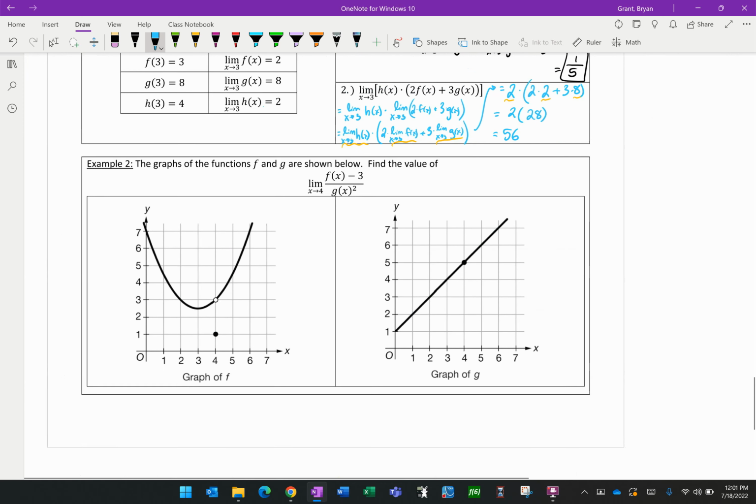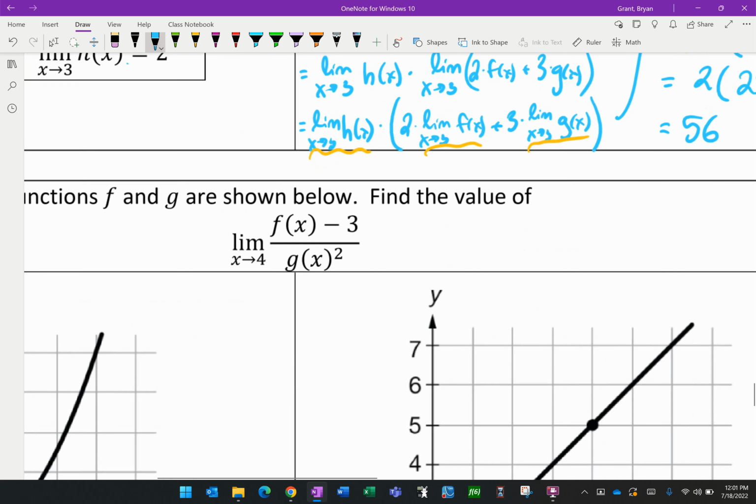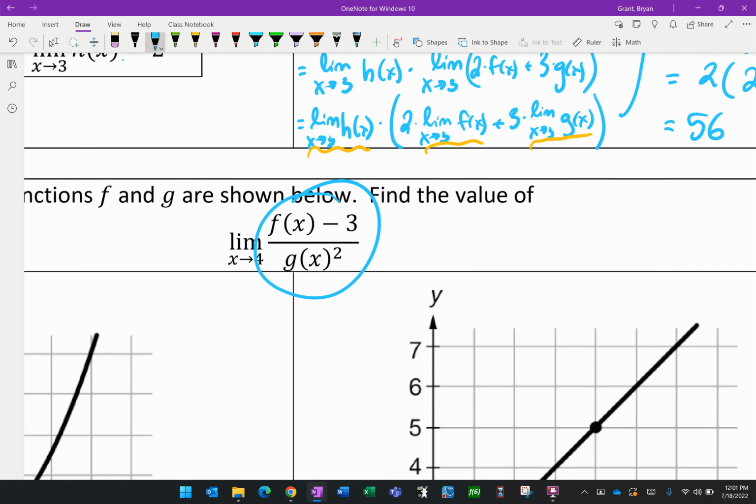All right, last problem for the day. We're going back to our graphical limits. The graphs of the functions f and g are shown below. Find the value of the limit. Okay, well, if you wanted, you could try and make a graph of (f of x minus 3) over (g of x) squared. But let's see if we can break this down into smaller pieces.